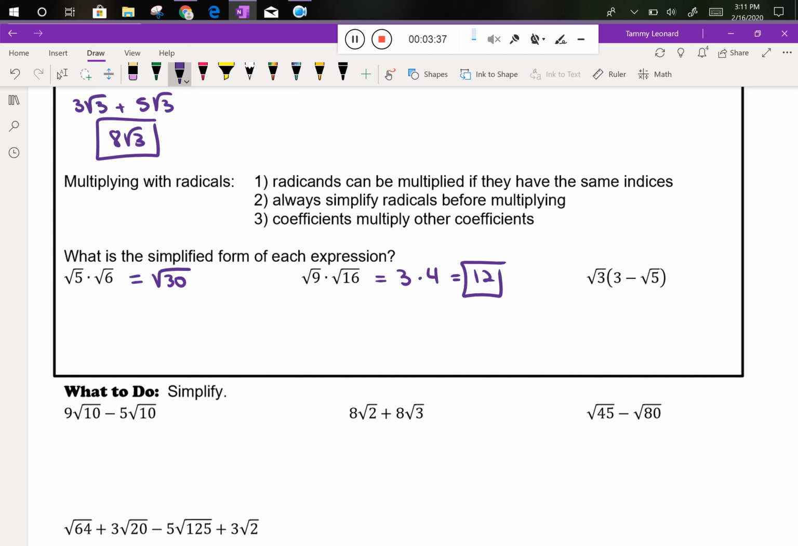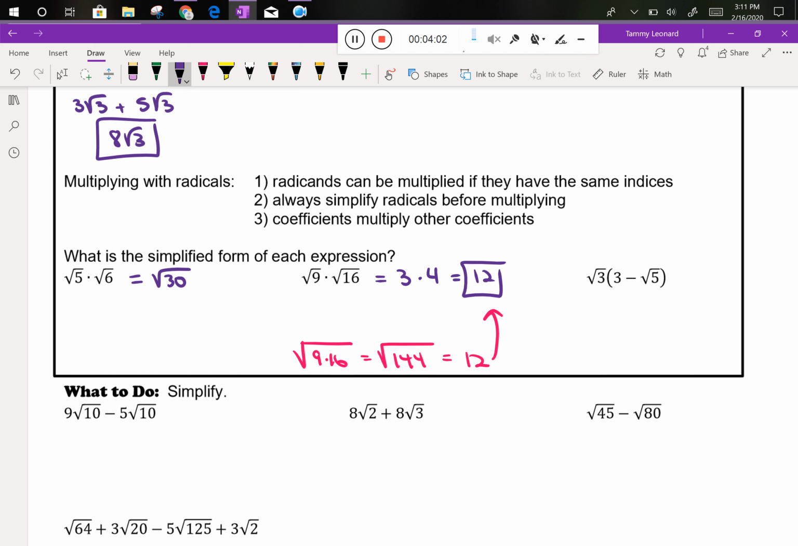Now, let's say I wasn't paying attention. I might have done the square root of 9 times 16, which is, let's see, 144. And lo and behold, the square root of 144 is 12. So I could have done this problem inefficiently by not realizing that I could simplify first, but I should still be able to get the correct answer.